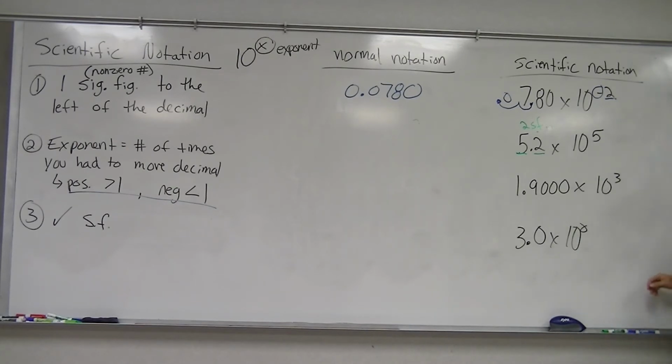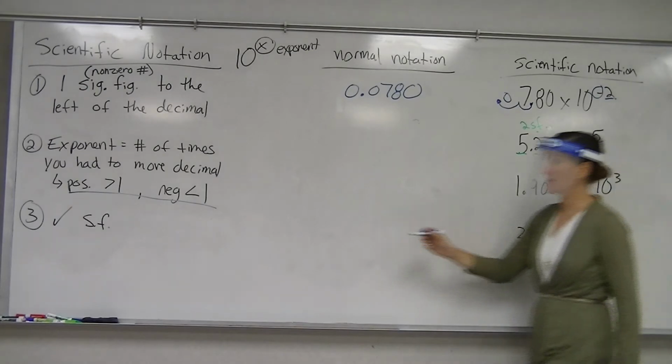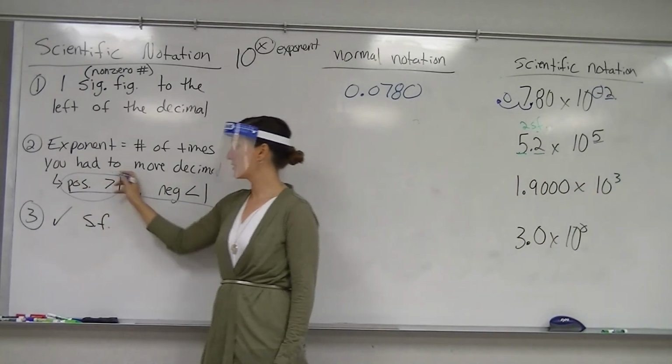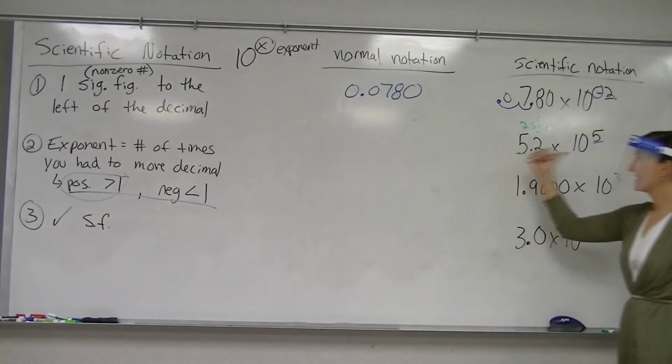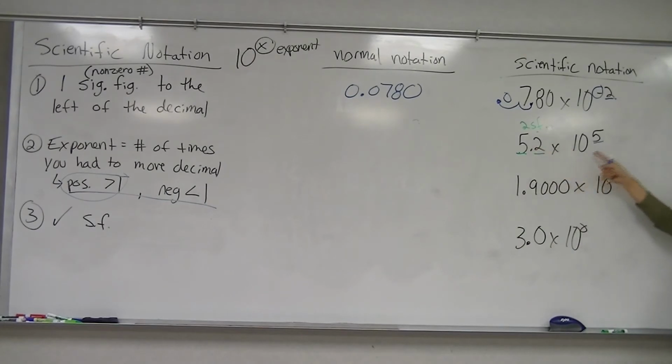Okay, so let's start moving the decimal. So I'm going to move this decimal that's between the 5 and the 2. The exponent tells me that I'm going to move that decimal 5 times. This time, the exponent's positive. What that means, positive exponent means the number is going to be greater than 1. So I'm going to move it to the right this time because I want this number to get bigger. That's what positive means, bigger. So how many times? 5.